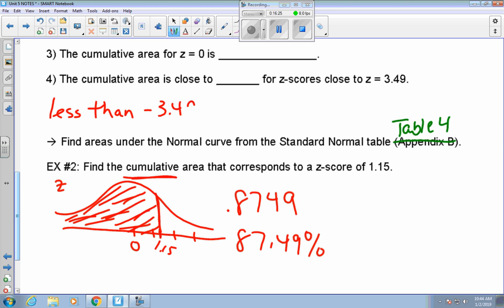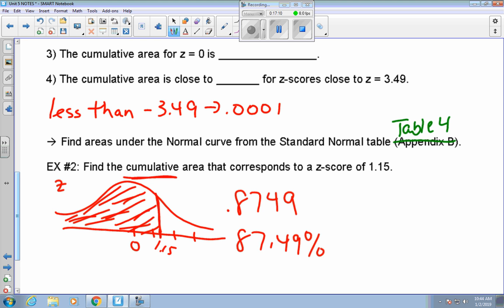So anything less than negative 3.49, we are going to use 0.0001. And that will hold true for the rest of the course. If you have a z-score that is less than negative 3.49, you will use a p-value of 0.0001, always. It doesn't matter if it's negative 3.5 or if it's negative 22.7. You're going to use 0.0001.